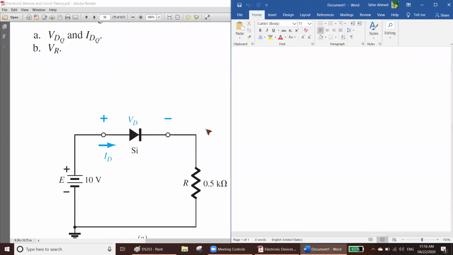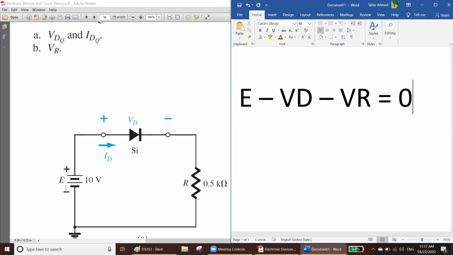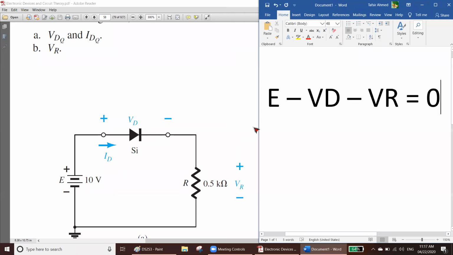Here we will apply a KVL. The source is E. Okay, let's zoom it. E minus VD minus VR is equal to 0. Here we have three things. So this is your source, E minus VD minus VR is equal to 0, because this is a closed loop with 3 elements, 1, 2, 3.